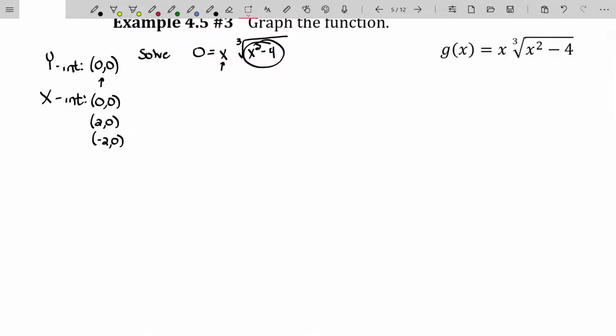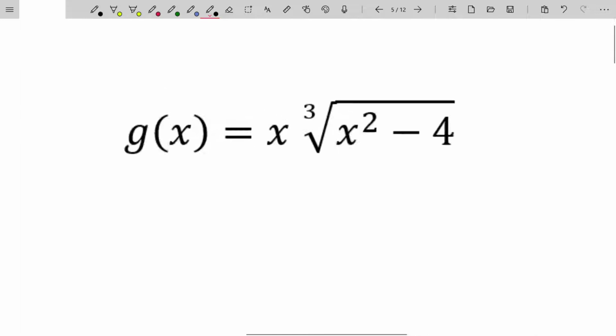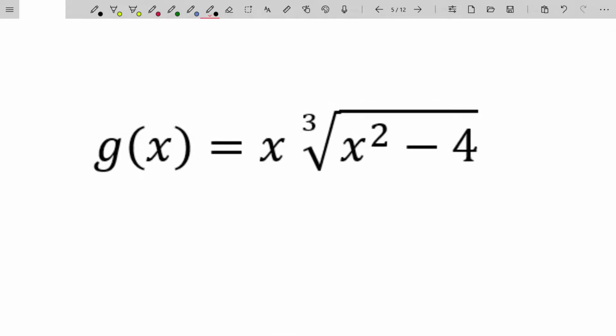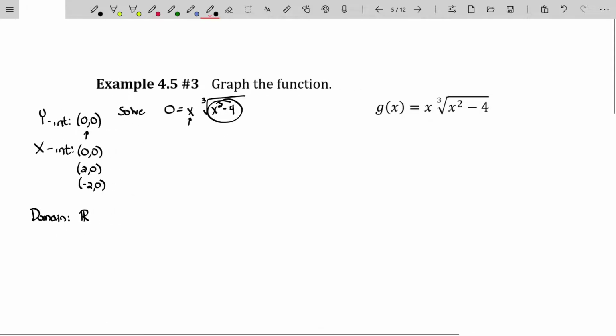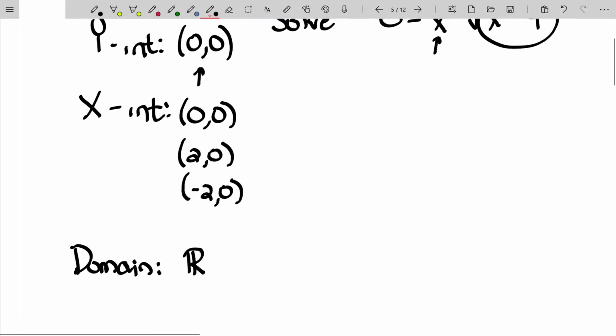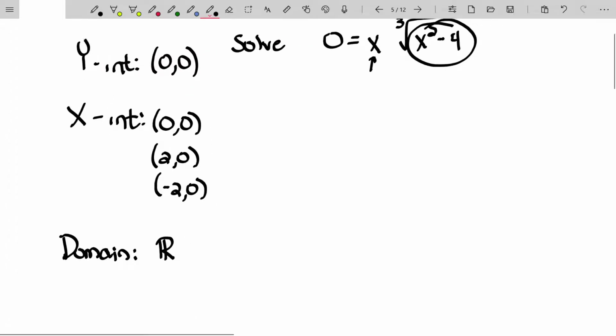Now I'm going to move on to what is the domain. Well, the domain here is all real numbers because you can plug anything into that function. So there's no domain restrictions with this function. You can easily see that because you can take the cube root of any number. So the domain is all real numbers, which gives me even more hope that it might be symmetric. So I'll go ahead now and look at symmetry.